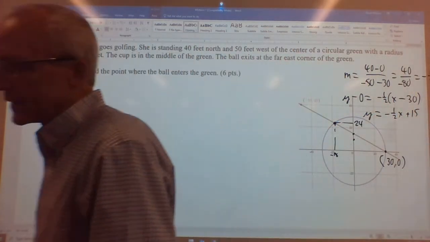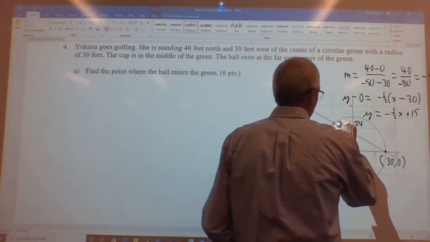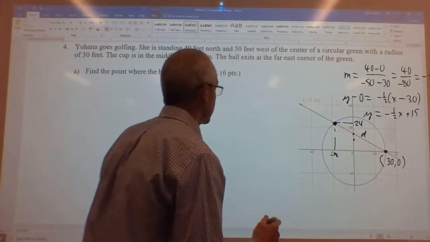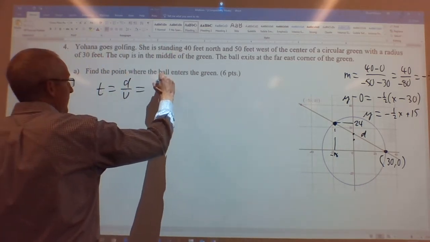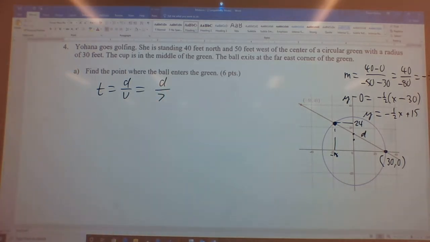And now the second part says, after she hits the ball, it travels at a constant speed of 7 feet per second. For how many seconds is it in the green? We've got to find this distance, d, and then we can find the time, because the time is the distance divided by the velocity, and we know the velocity is 7 feet per second. So we just have to find that distance.